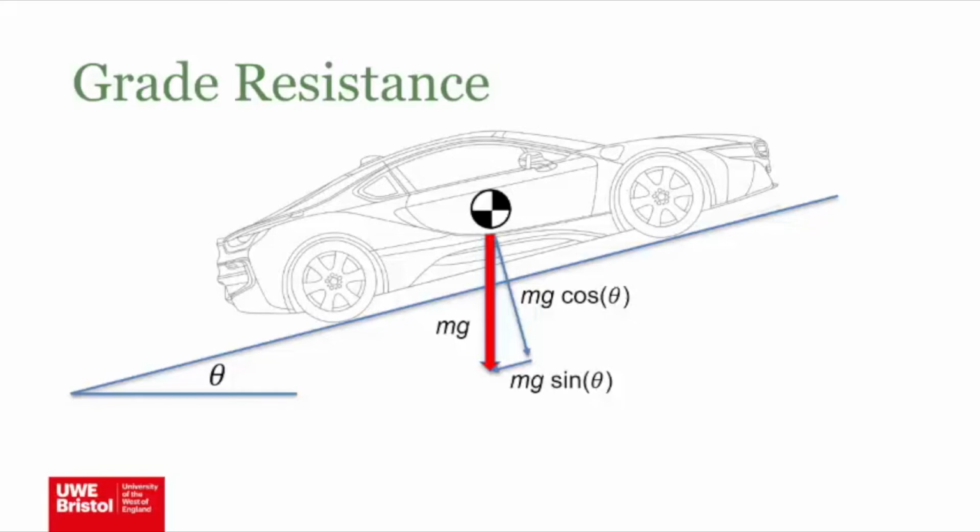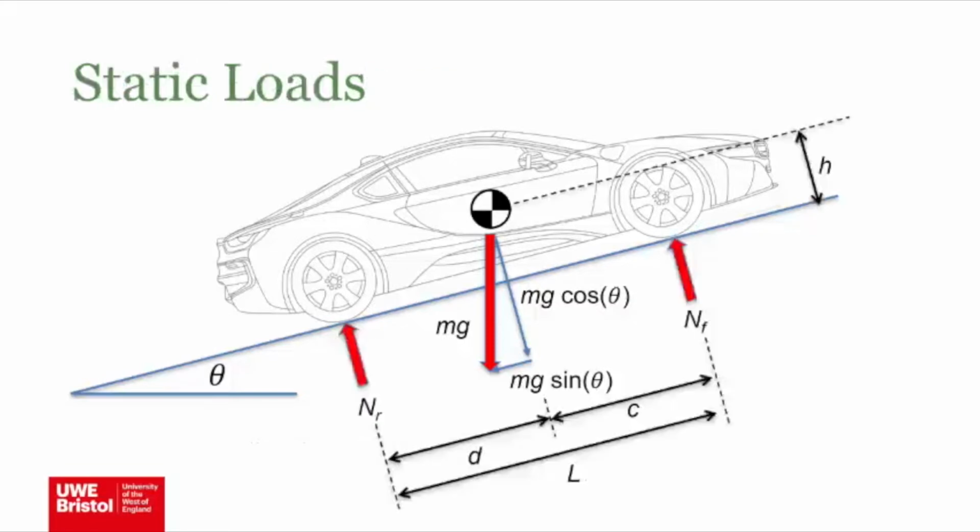And that's, like I said, just basic physics. In the direction of travel, the Fg is mg sine theta, where theta is the angle of the road with respect to the horizontal. So those are the sort of loads on the car.